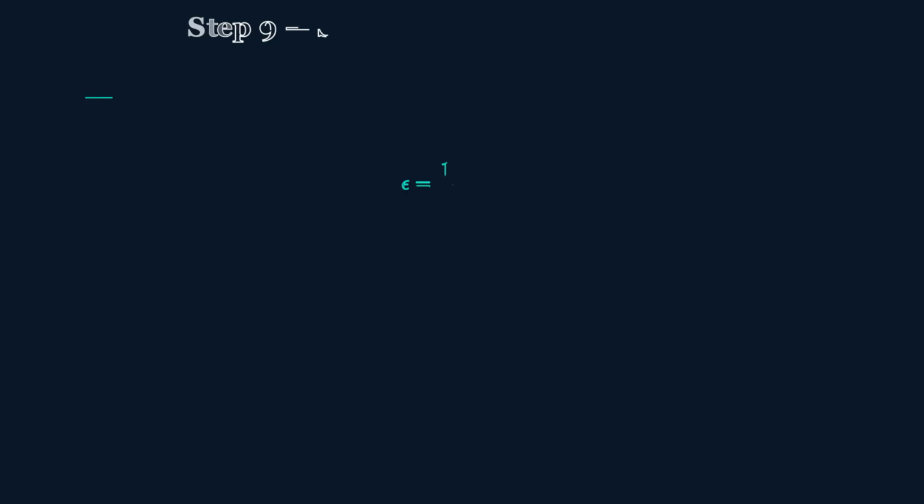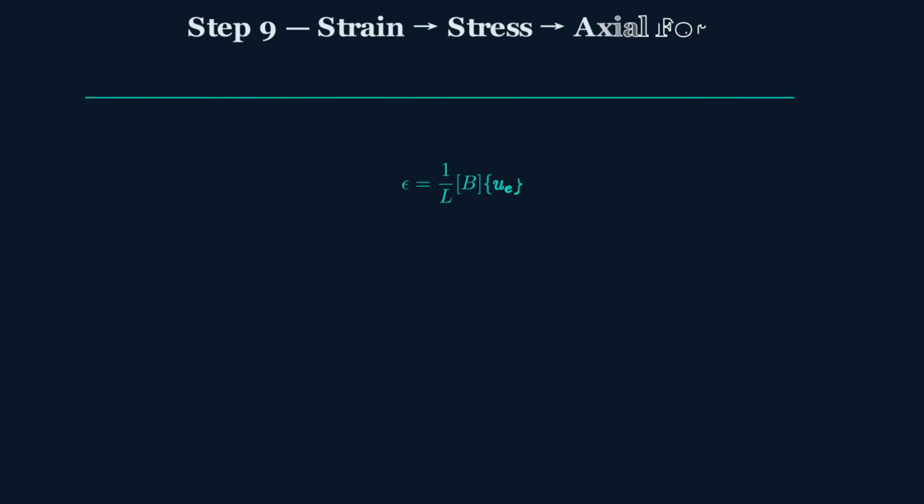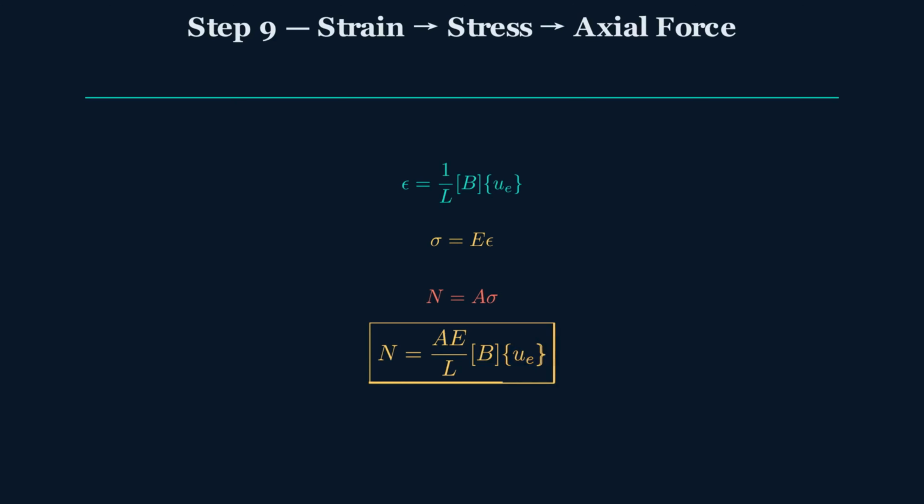Once B is known, we return to ordinary mechanics. The B matrix gives strain. Young's modulus converts strain into stress. Area converts stress into axial force. Combining these relations gives axial force equal to AE over L times B times the element displacement vector.